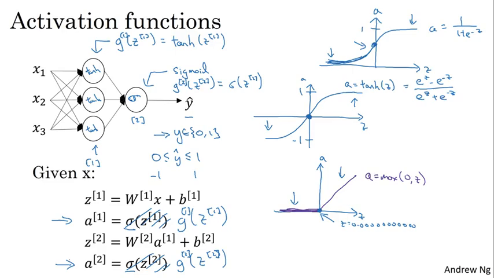So here are some rules of thumb for choosing activation functions. If your output is a 0, 1 value, if you're using binary classification, then the sigmoid activation function is a very natural choice for the output layer.